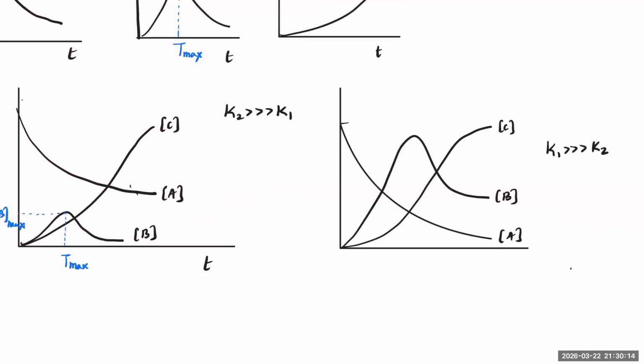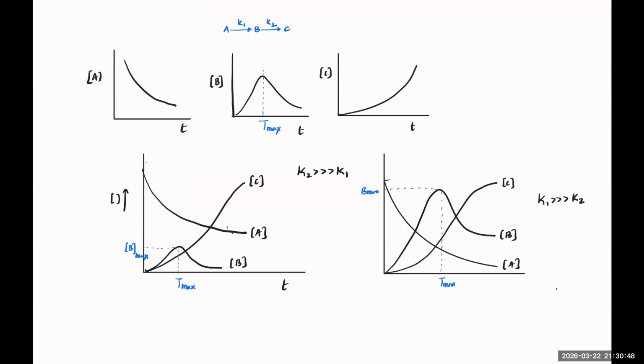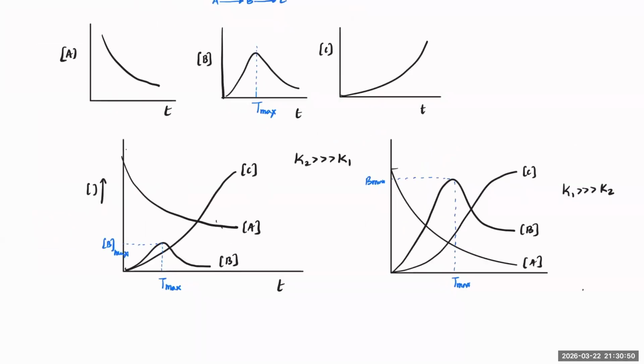Similarly, if K1 is far greater than K2, in that case A is drastically decreasing. Because the K2 value is very small compared to K1, B will accumulate to a large value. So B max will reach a large quantity. This will be B max, and this will be the T max value here. From there, it will start decreasing. C anyway will start constantly increasing in this case. Clear? The C value will constantly increase.